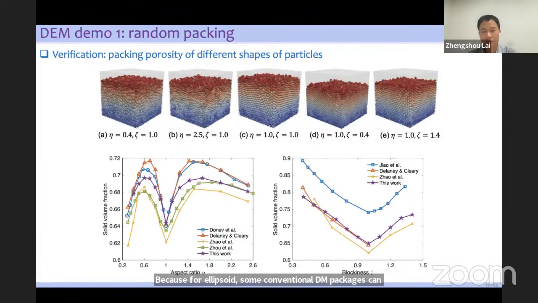We also have physical experiments of the random packing problem. We compare the simulated packing process with those of the physical experiments, and the results show a relatively good match.